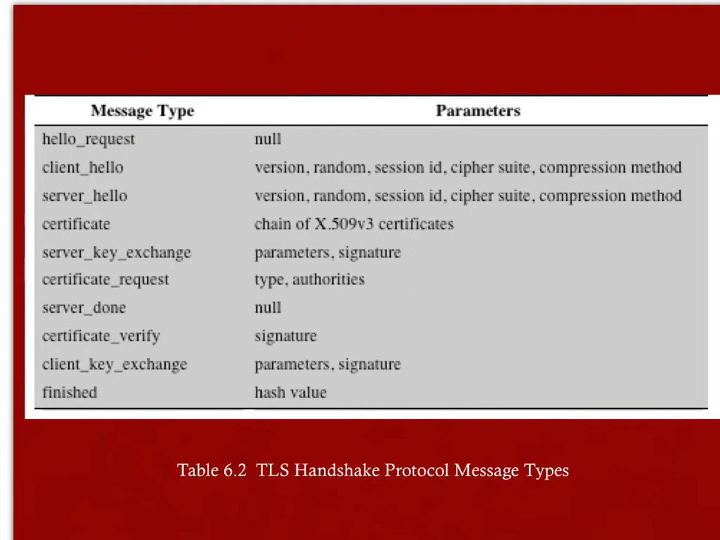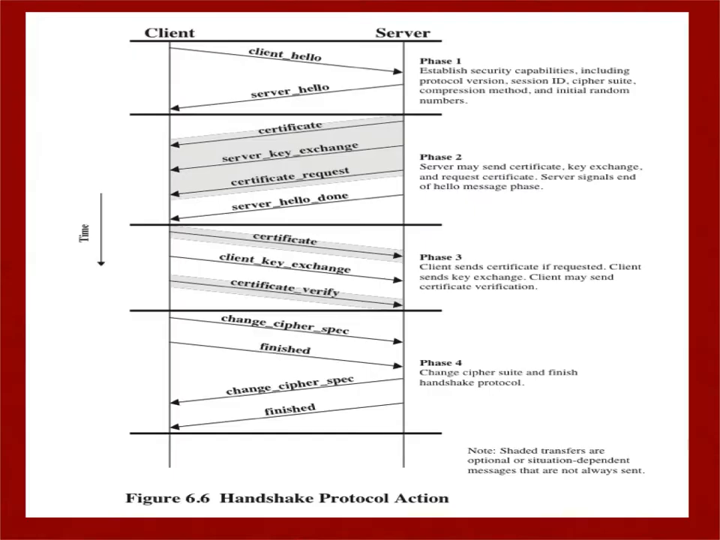So these are the messages. We don't have to again memorize the messages. We'll talk about the sequence of these messages. This is what really concerns us. So the handshake happens in 3 phases. Phase 1, phase 2, phase 3.